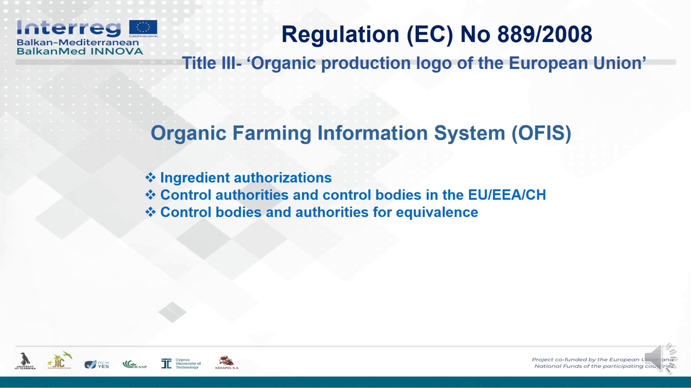There already exists an organic farming information system, which has the objective to inform the public, the operators, and other actors. If you go to the page, you will find three important sections: ingredient authorization, control authorities and control bodies in the European Economic Area and Switzerland, and control bodies and authorities for equivalence.